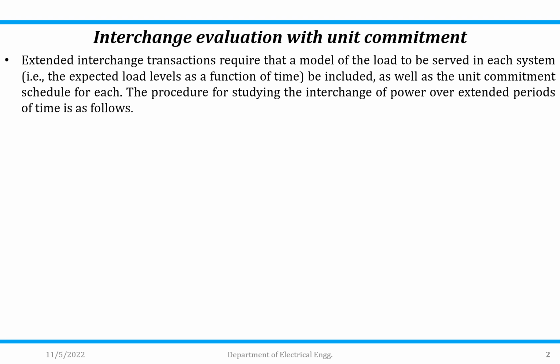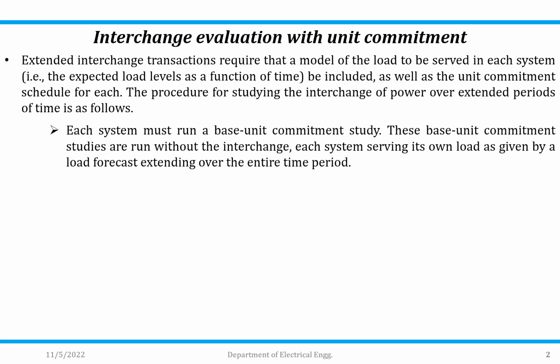The procedure for studying the interchange of power over an extended period of time is as follows. First one, each system must run a base unit commitment study. So for each and every system we have to find out the unit commitment study first. These base unit commitment studies are run without interchange. In a previous video we discussed that. We just have to find out the economic load dispatch for area A, then for area B, and then we combine it for utility A and B. Likewise, we have to find out these base unit commitment studies without interchange.